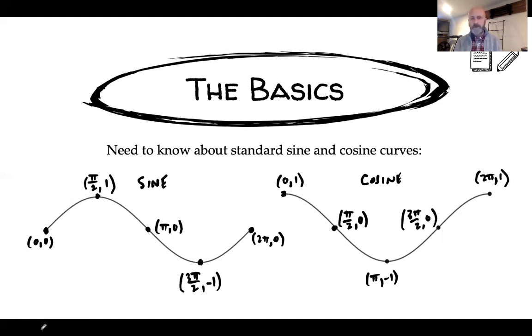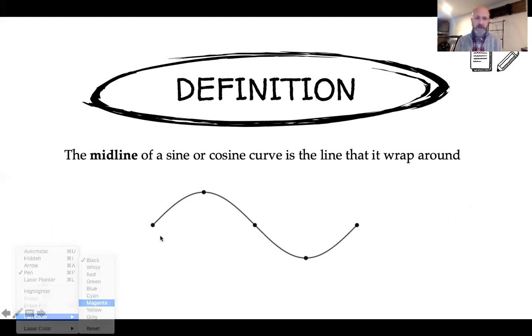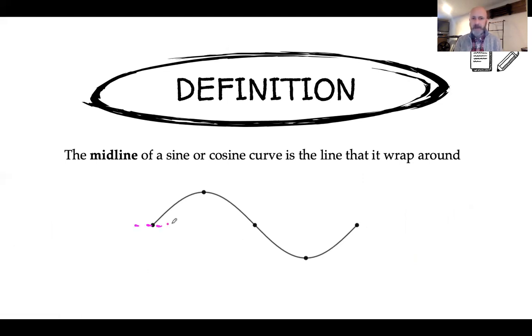Okay, so once again, whenever you're graphing a basic sine curve or a cosine curve with some transformation involved, you're going to have those pictures in your head. All right, so some definitions. We'll start with the midline of a sine or cosine curve. It's simply the line that it wraps around. So when we think about our standard sine or cosine curve, you can picture it wrapping around the x-axis, kind of like a vine climbing out along a branch.